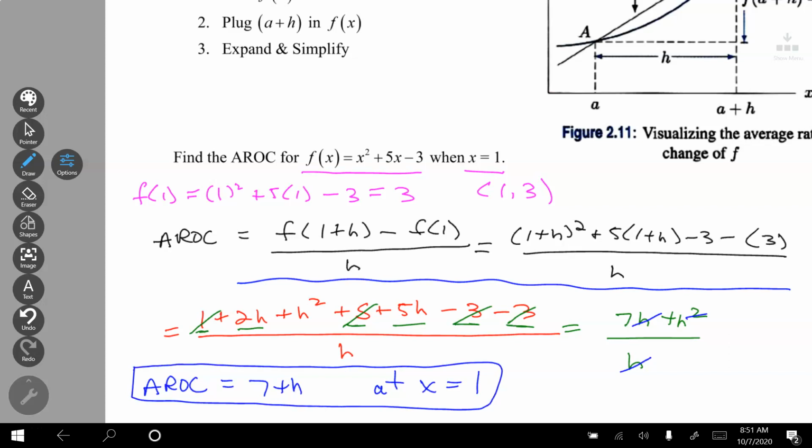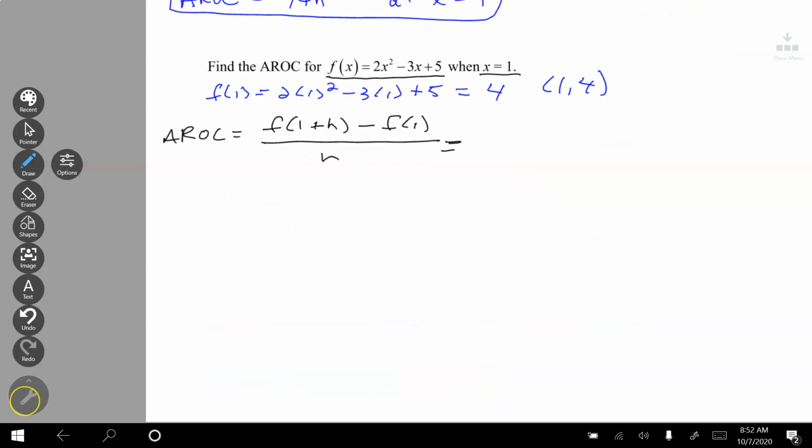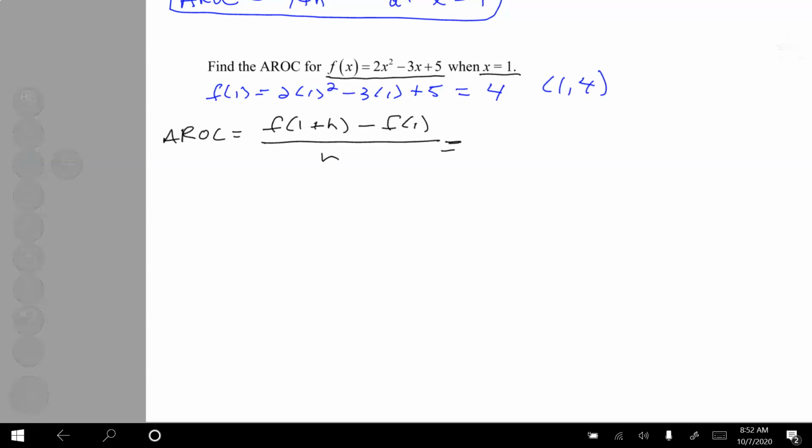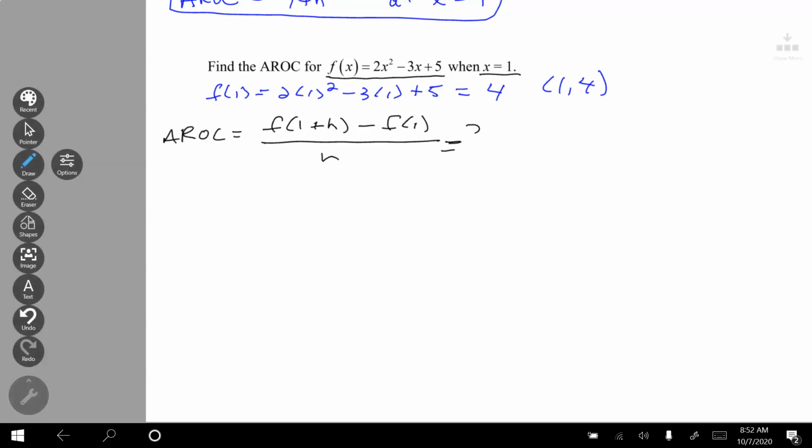That's what we're trying to do. Okay, the next problem, very similar to what we did before, just a different function. X still equals 1. So I plugged it in there, I got a y value of 4. So I have the point (1, 4), and I'm going to do this whole process of plugging in 1 plus h. So it's going to be 2 times (1 plus h) squared, minus 3 times (1 plus h), plus 5, minus the original y value of 4, all over h.